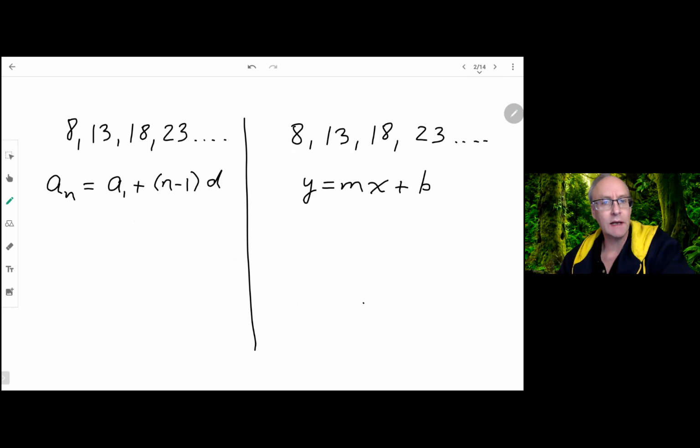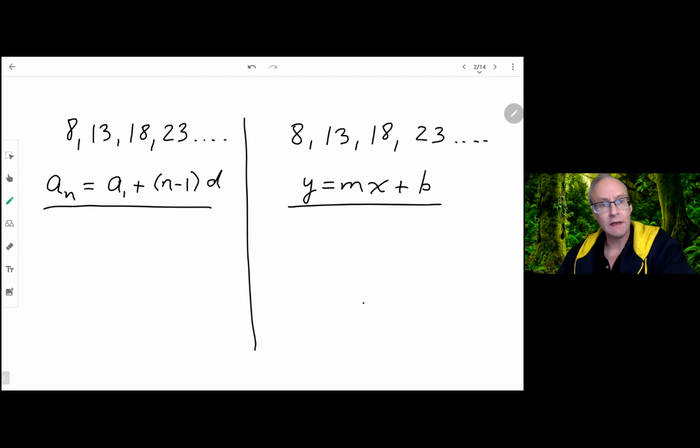Why would we do all of this if we could do it using this one? That's my question. So this is my first point. 8 is my first number, and 13 is my second number, and 18 is my third number, and 23 is my fourth number, and so on.